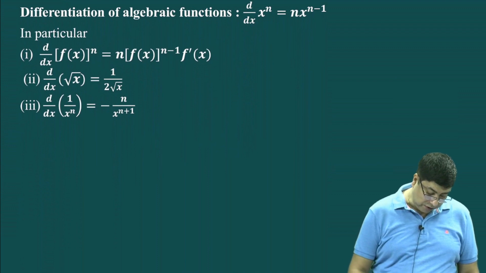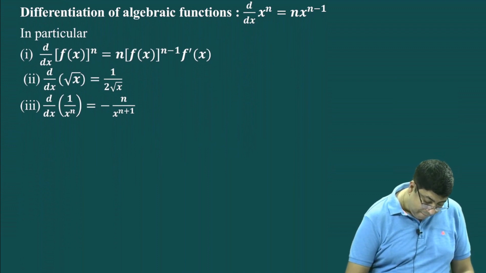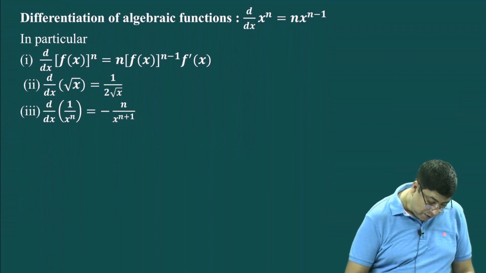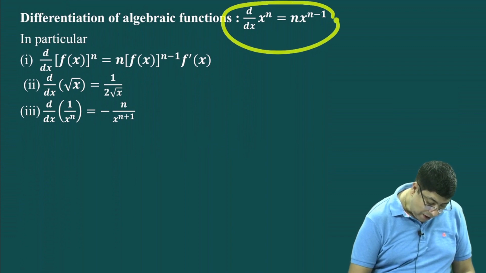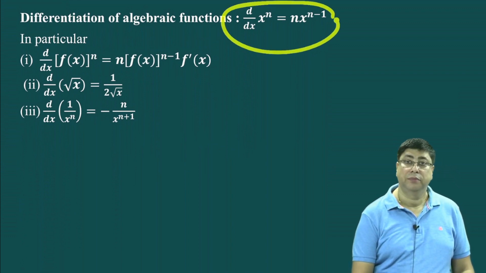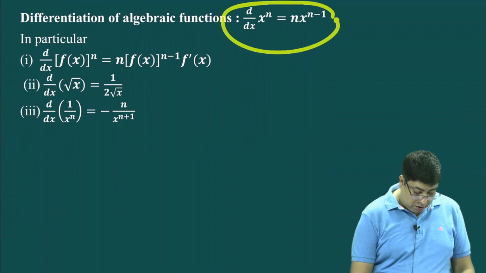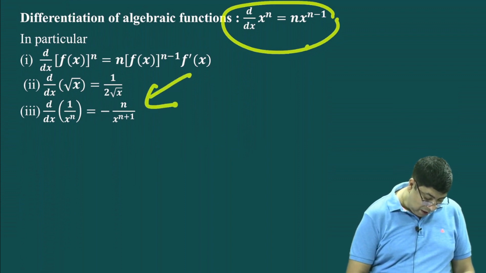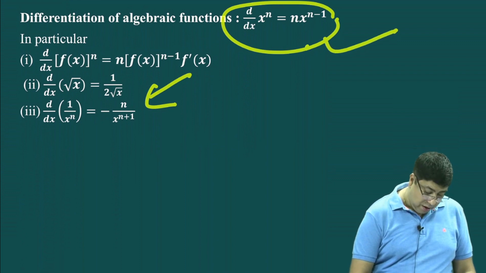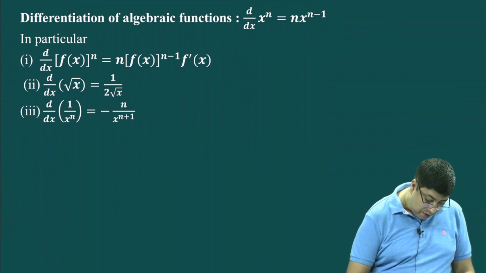Differentiation for the algebraic function. For this formula, d/dx of x to the power n is n x to the power n minus 1. This is the algebraic function. So from this, all these are coming. This is the main formula. Let us start with this. For example, y equal to x to the power 5.